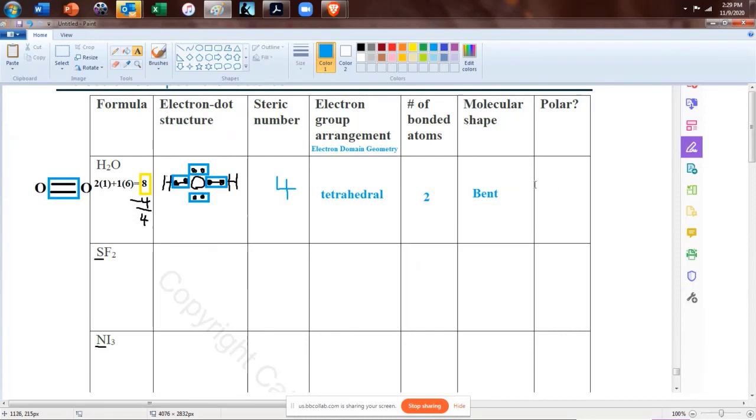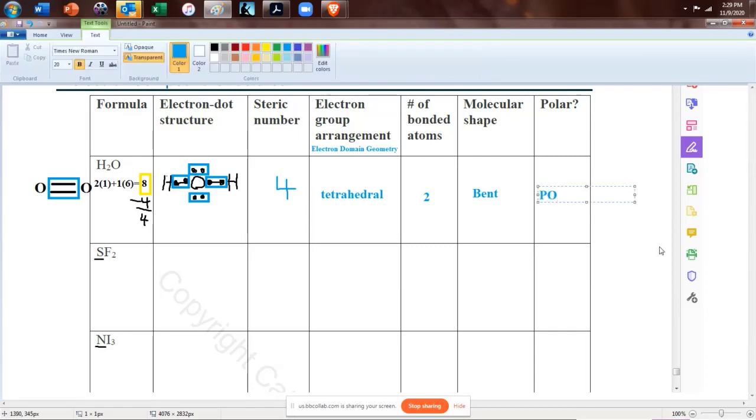Now, as far as polar or nonpolar, that's a little bit trickier to figure out. But essentially, you can easily determine whether it's polar or nonpolar by looking at the central atom. If the central atom has no lone pairs and all the atoms bonded to the central atom are the same, this will be nonpolar. However, if there are lone pairs in the central atom, it's going to be polar. This is going to be polar because there's lone pairs on the central atom.